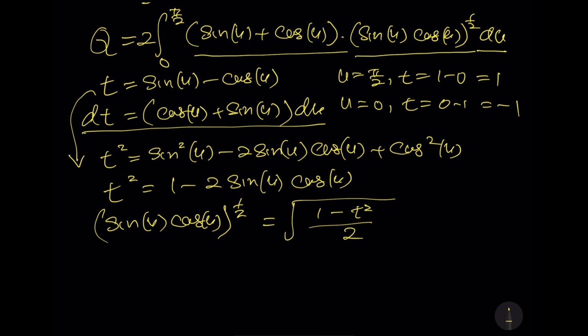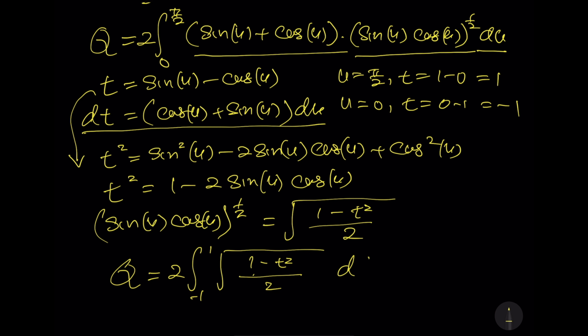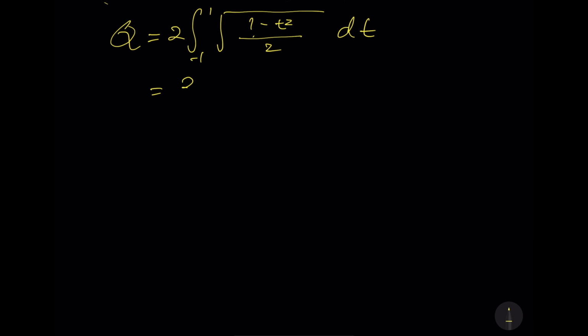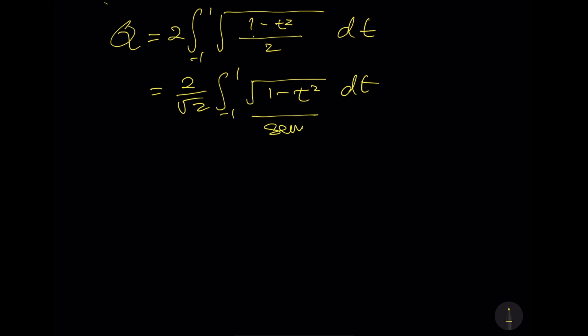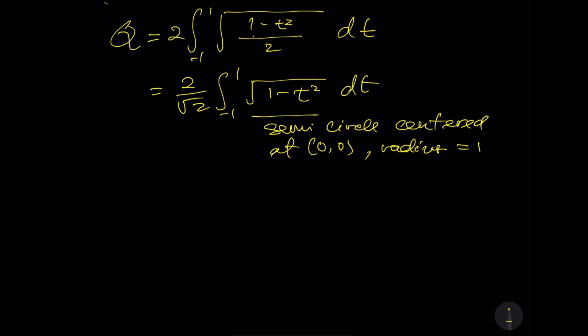Combine all info, we know Q equals to 2 multiply integral negative 1 to 1 square root of 1 minus t squared divided by 2 and then dt. Take out the 1 over square root 2 as a constant put in front. The integrand becomes square root of 1 minus t squared. This is interesting. The integrand is actually a semicircle equation centered at 0, 0 with the radius equals to 1.